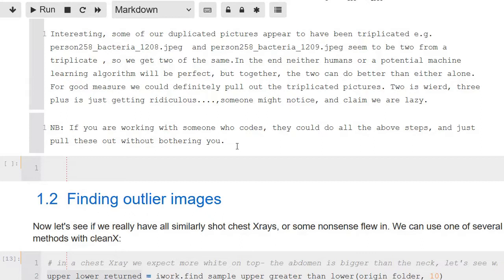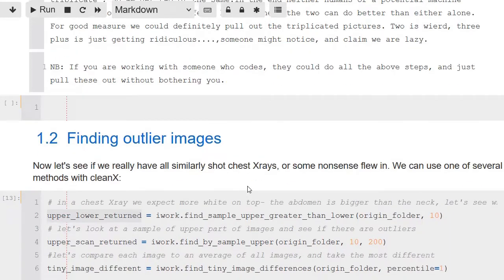I'm not going to do every function that cleanX allows, but I'll just show a few functions that aren't that intuitive. I think the functions that help you find text written on the image are pretty intuitive. Obviously, if you're doing a machine learning project to diagnose COVID or pneumonia, and the chest x-ray has written on it COVID or pneumonia, you would want to pull that, and that's obvious. But there are other kinds of images you would also want to find. Maybe there are some fluoroscopy images that got stuck in.